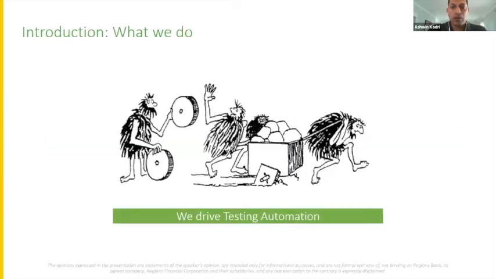My role is to empower teams across Regions Bank with knowledge, tools, and frameworks to be effective in testing automation, resulting in faster time to market and improved quality. It is somewhat relatable to the caveman with wheels. He is trying to make work more efficient and faster.